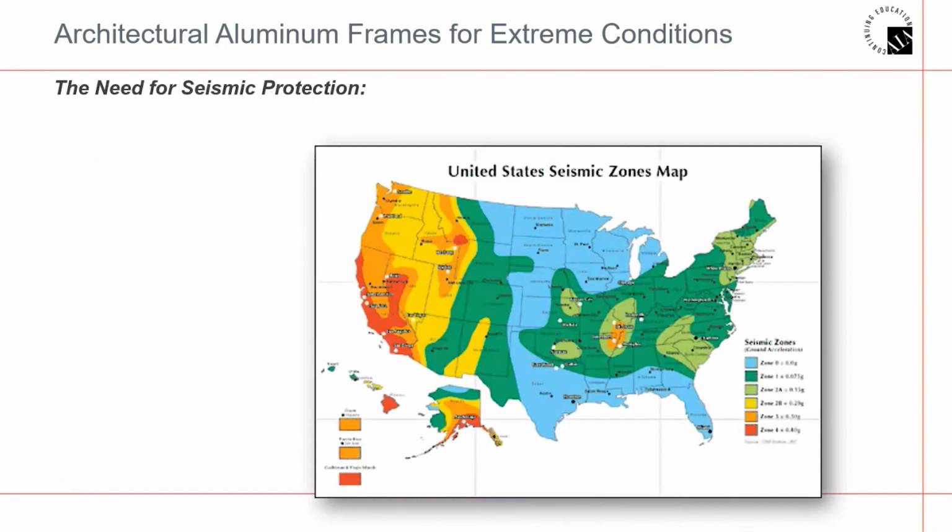So if we're looking at this map, it shows various seismic zones across the United States. Zones that are established on a scale of 1 through 5, designating increased risk of occurrence of seismic activity. Zone 1 has the lowest risk of seismic activity, while Zone 5 has the greatest risk of seismic activity occurring.